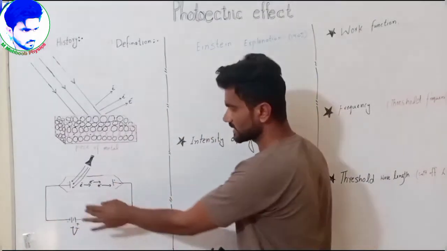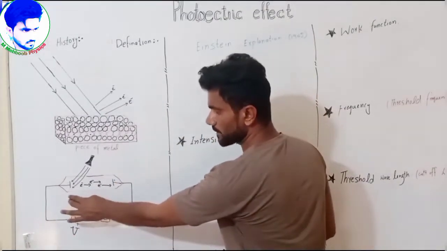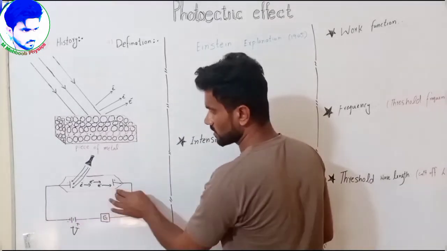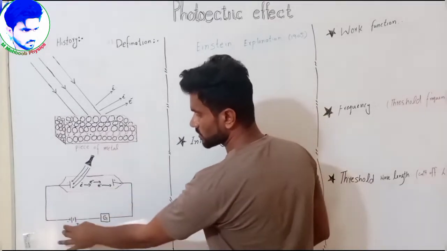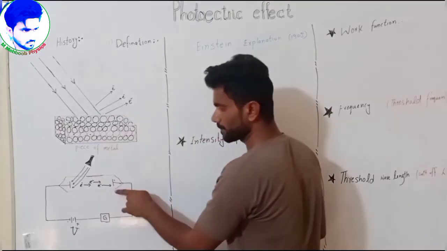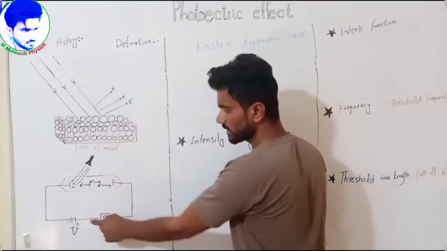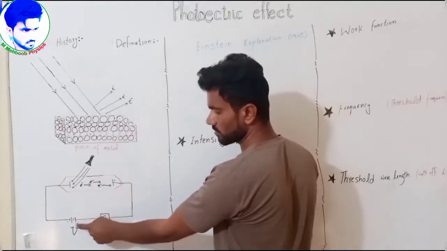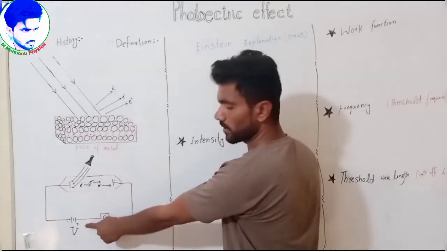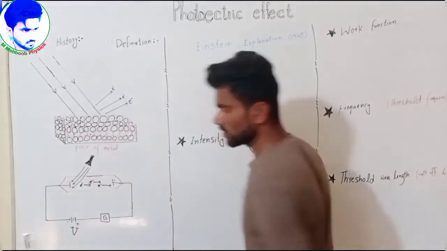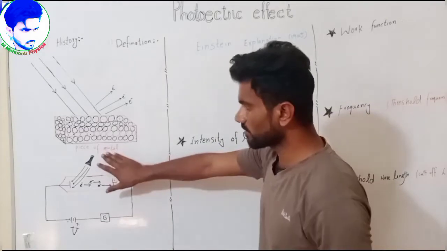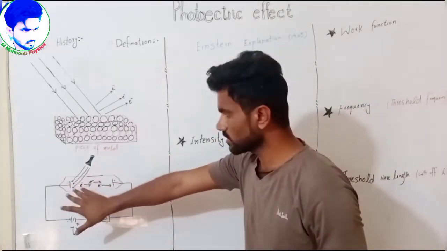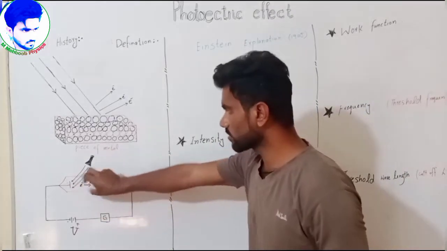This is the experimental setup basically. This is a plate having the negative charge, connected with the negative terminal of the battery. This is the positive plate connected with the galvanometer, and V is the potential of the battery. When light of a particular frequency shines on that metal surface, electrons are ejected from that metal surface.